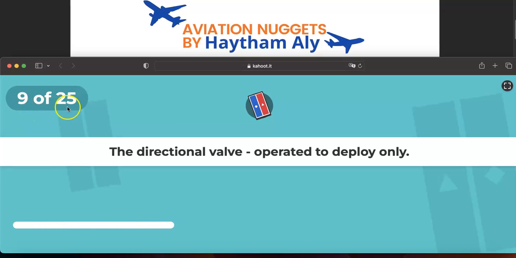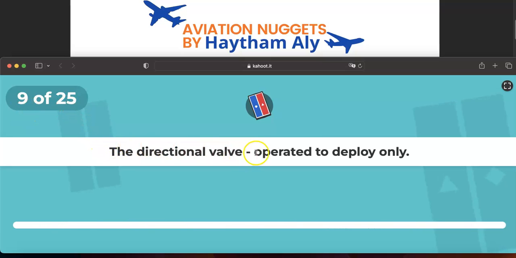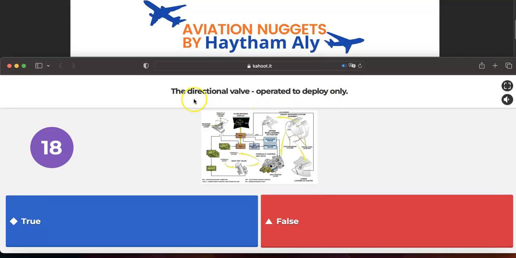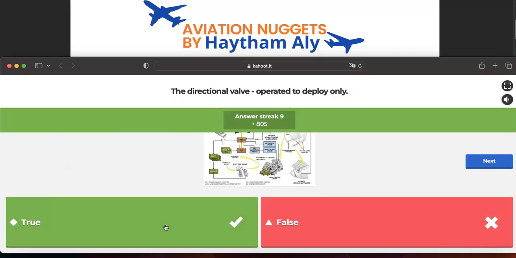Question 9 of 25. The directional valve is operated to deploy only. This statement is true. Yes. Only in case of deploy, only in case of thrust reverser system selection by pilots, the EEC will energize not only the isolation valve, but also the directional valve. The EEC has the responsibility to energize the directional valve, but this is not happening directly.